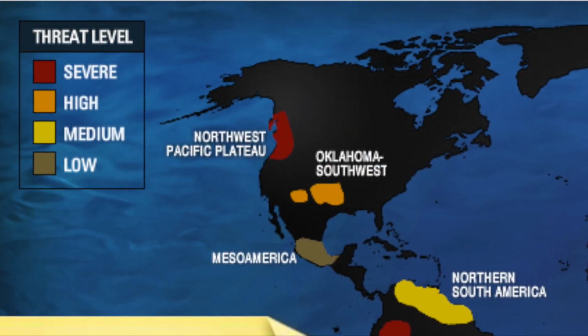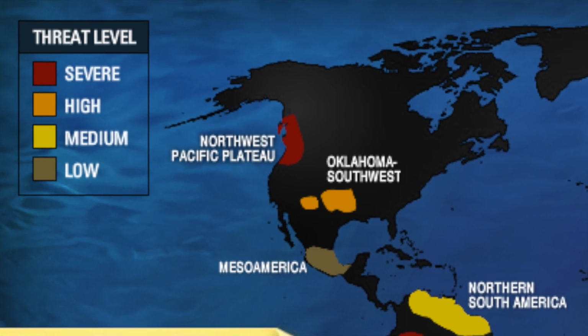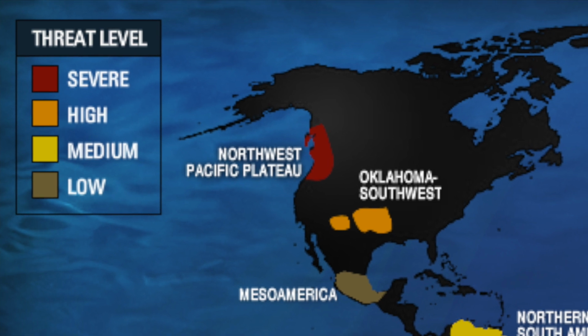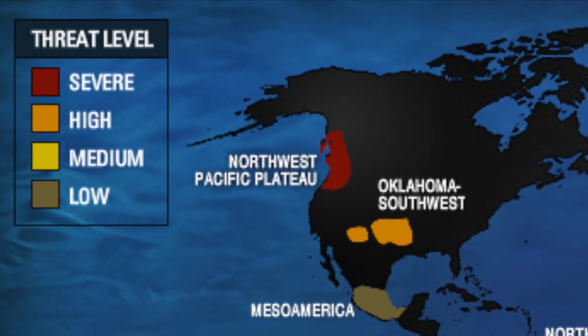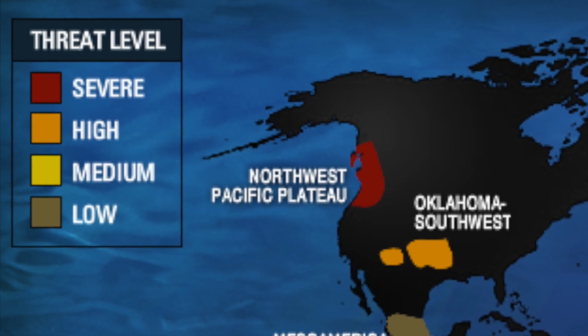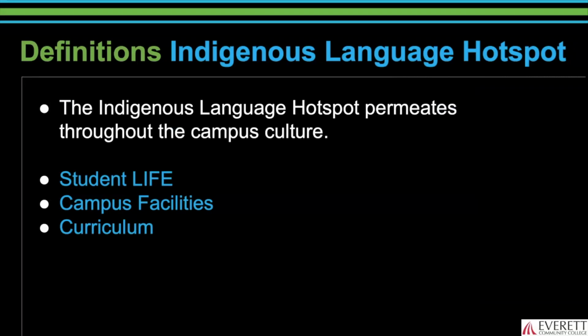As shown here, Washington State is inside the area defined as the Northwest Pacific Plateau, a severely threatened indigenous language hotspot. The linguistic diversity we have now is absolutely irreplaceable. While this session is not about language revitalization directly, it is about connecting students to place and the ways Everett Community College engages this rich cultural landscape. The following 3 examples illustrate this point.